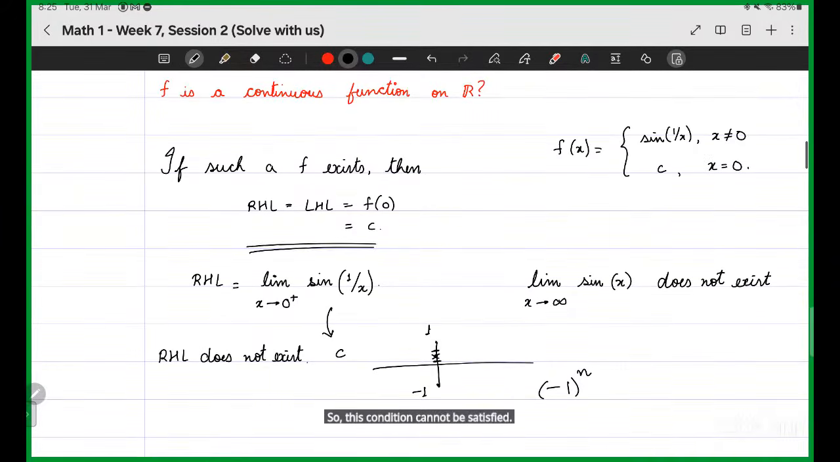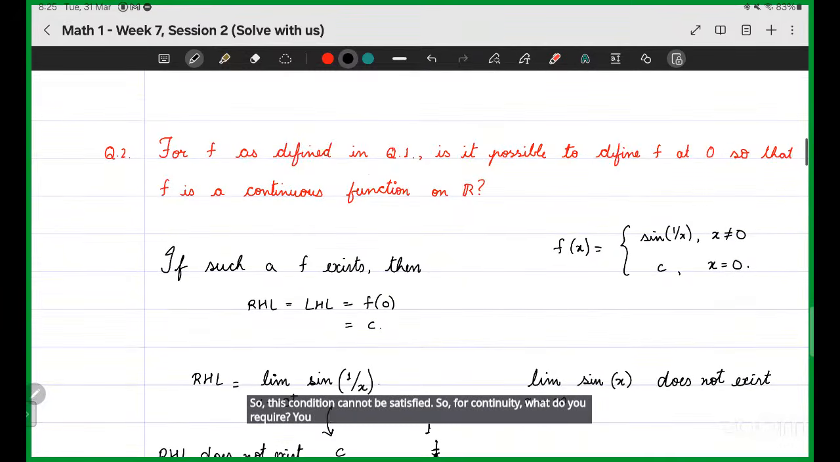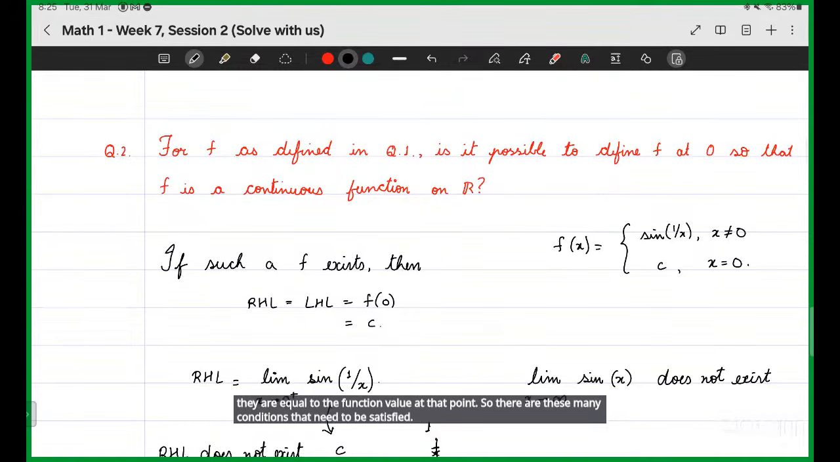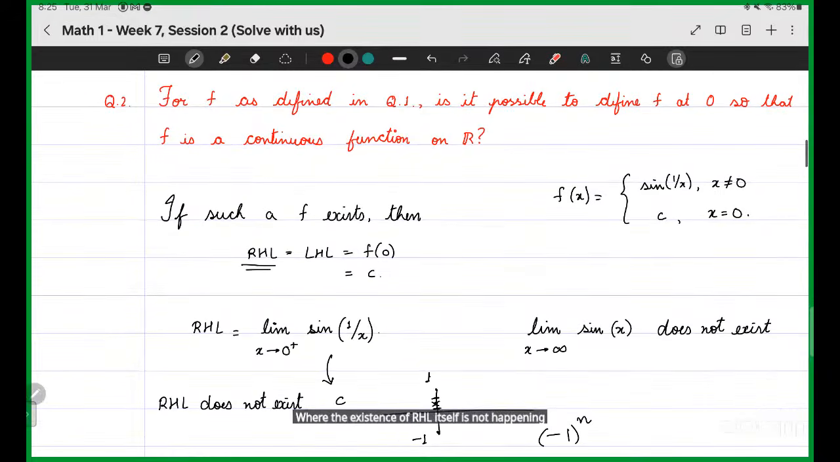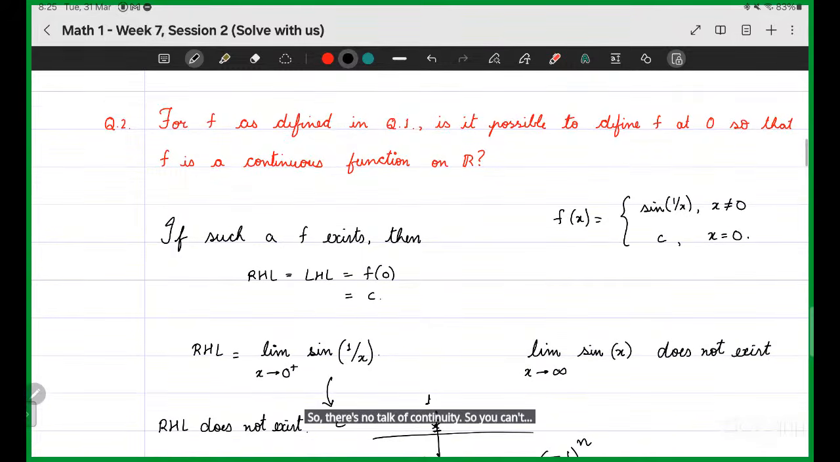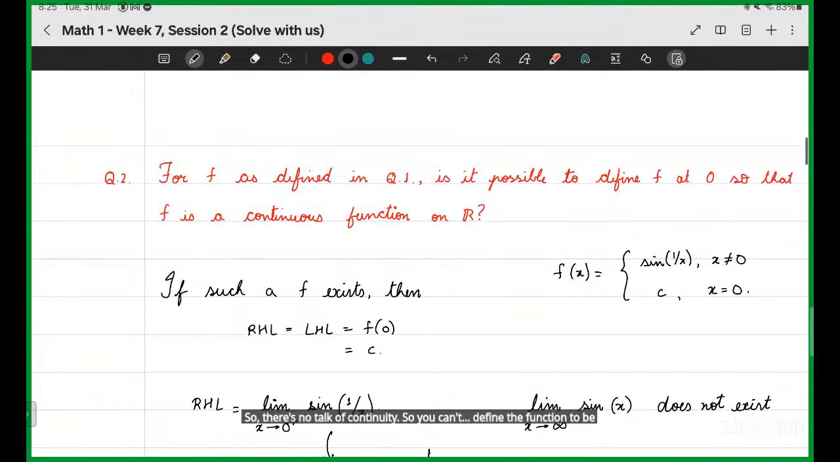So for continuity, what do you require? You require that RHL exists, LHL exists, both of them are equal, and they are equal to the function value at that point. There are these many conditions that need to be satisfied. But the existence of RHL itself is not happening over here, so there's no talk of continuity. You can't define the function to be some certain value at the origin and make it continuous.